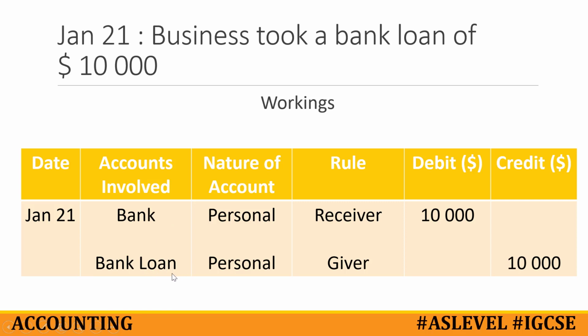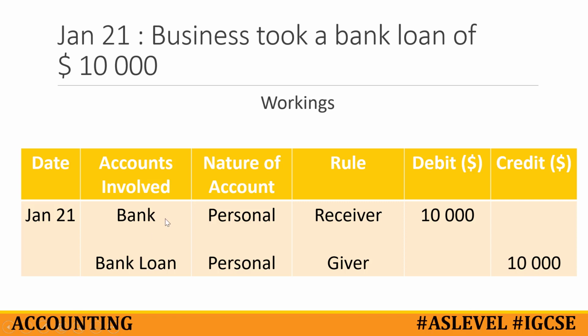Now loan has been taken from an organization, and whenever it is the account of an organization or an individual, then the rule for personal account is applied. And the rule is debit the receiver and credit the giver. Here the loan is being given by an organization. So bank loan account needs to be credited by 10,000.